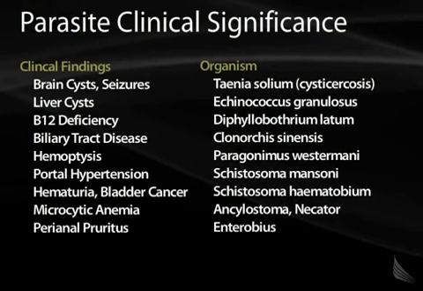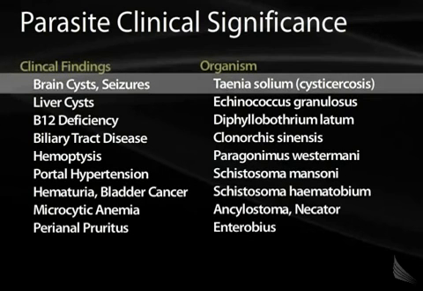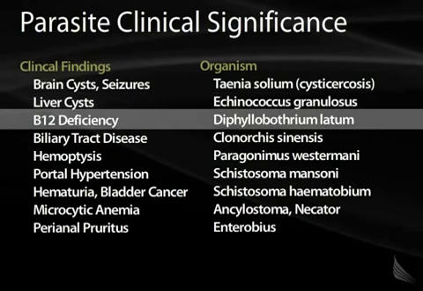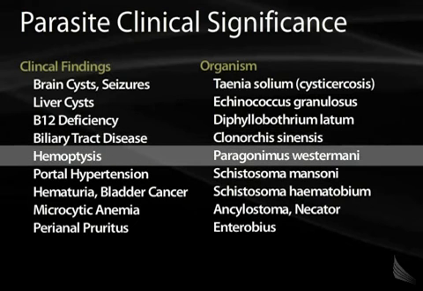Finally, the clinical significance. Here's a little summary slide for you for each of the parasites. If you have clinical findings listed in the left-hand column, think of the organism listed in the right-hand column. So if you have brain cysts and seizures, think of cysticercosis with Taenia solium. If you have liver cysts, think of Echinococcus granulosus. If you have B12 deficiency, it's Diphyllobothrium latum. Biliary tract disease is Clonorchis sinensis, also a common cause of cholangiocarcinoma.